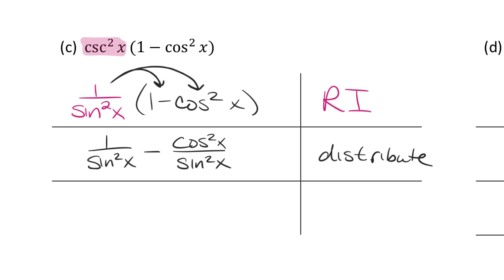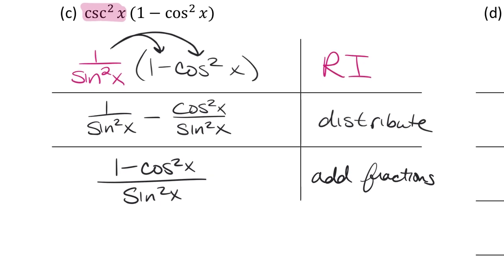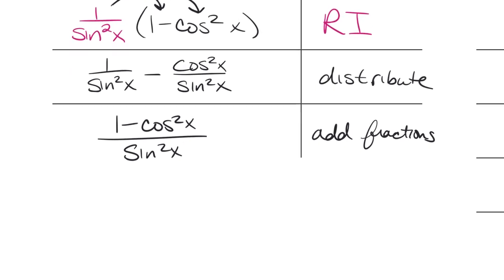Okay, so from here, I see that I have a whole bunch of things going on. Let me back up. These are a common denominator, yes? So if we write them as one fraction, this is 1 minus cosine squared of x over sine squared of x. That's just adding fractions. I didn't give you enough spaces here. You need one more.